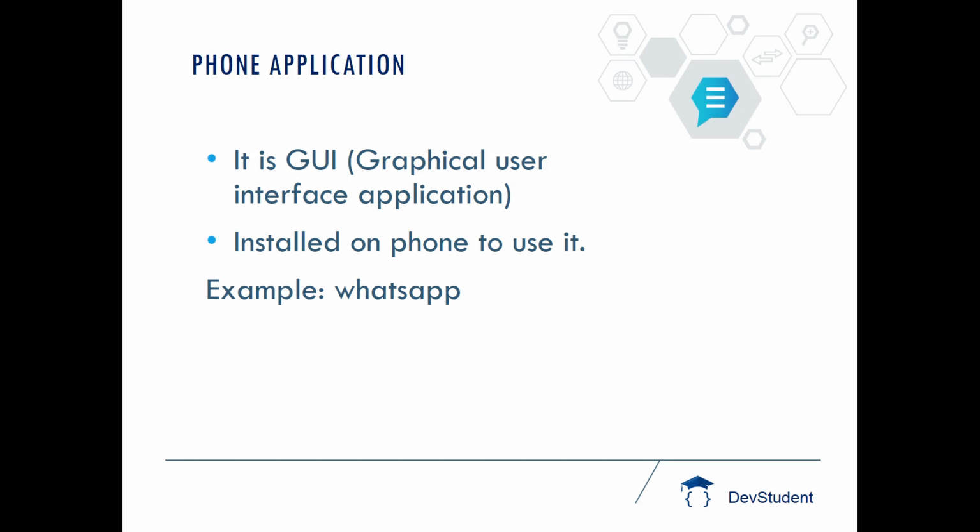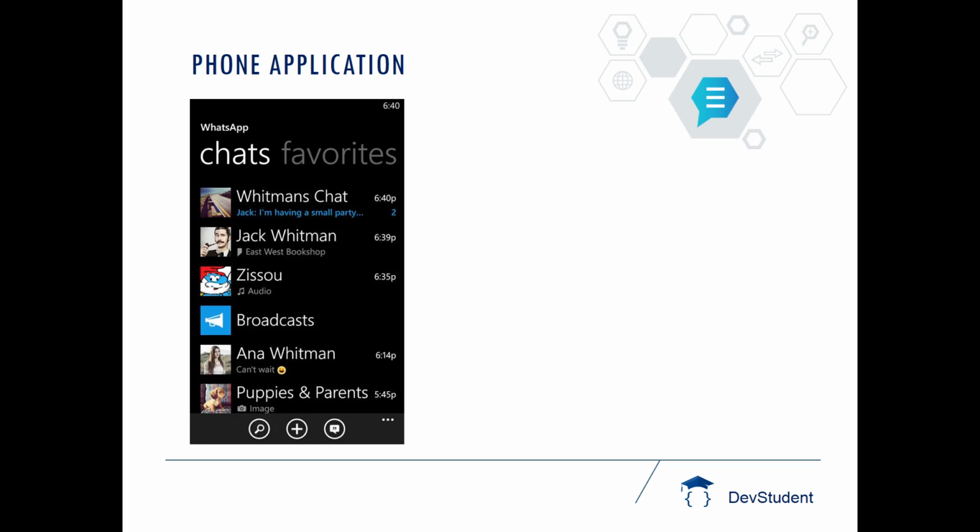For example, WhatsApp is there. So the WhatsApp app looks like this. You can see it's a graphical user interface. We have lots of labels, text boxes, buttons and other stuff. And the user can click on those buttons. The commands inside that will be executed and the functionality will be executed. So this is called Windows Phone apps.